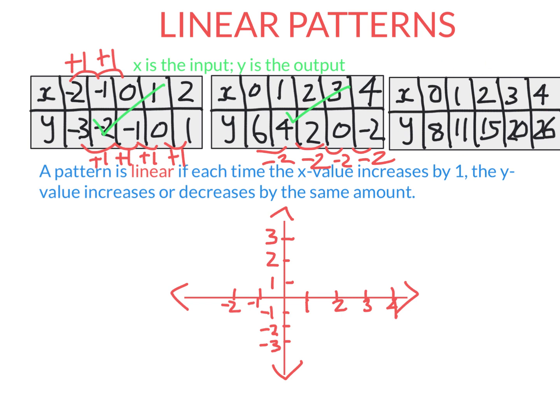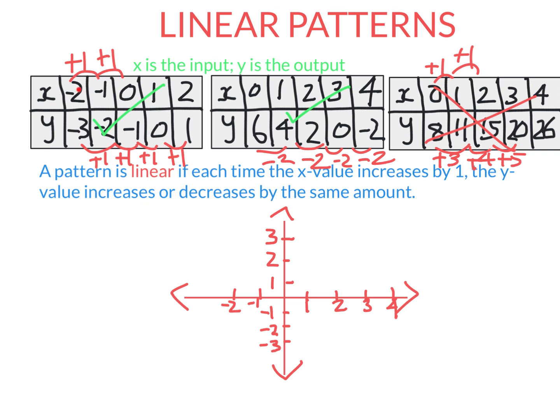Here we have an example of a pattern that's not linear. Again, we have a set of x values and y values. Each time x is going up by 1, the same as in the previous examples, but y is not going up by the same amount. It goes up by 3 here, then it goes up by 4, then it goes up by 5, then it goes up by 6. y is not going up or down by the same amount each time, so this is not a linear pattern.